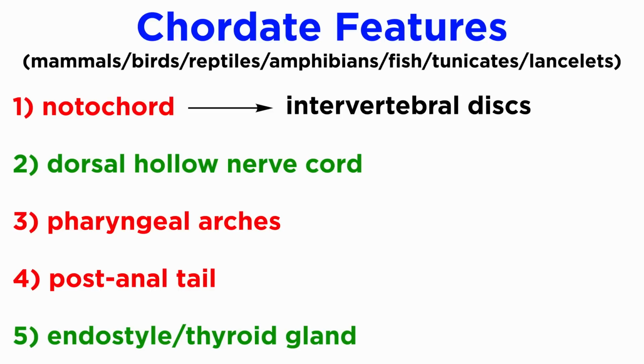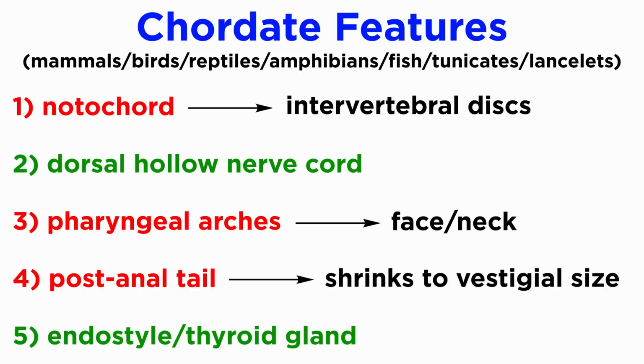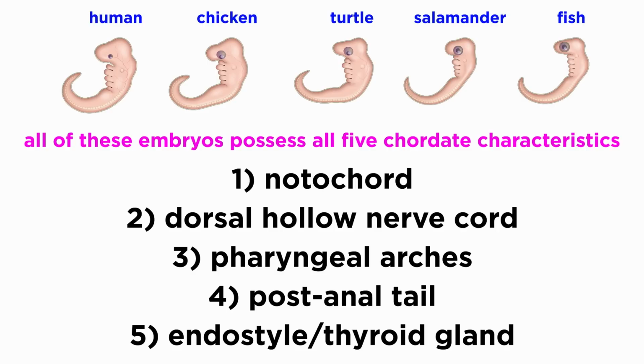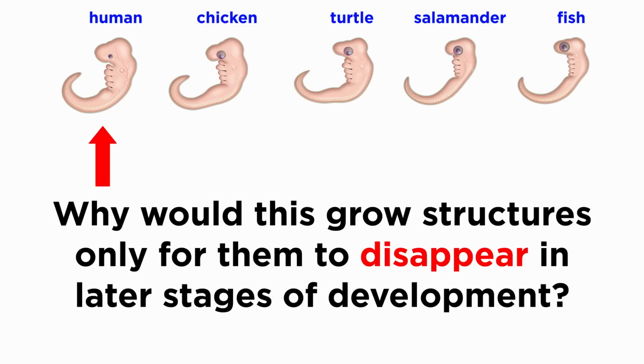Our notochord gets broken up to become the intervertebral discs. The pharyngeal arches become parts of our face and neck, and the postanal tail shrinks away to a tiny vestige of its former self. But these structures still do form during embryonic development. We have 10 to 12 tail vertebrae before they retract into the soft tissue. It would seem odd from the perspective of design that embryos would go through stages where structures grow that will not be present on the mature organism.